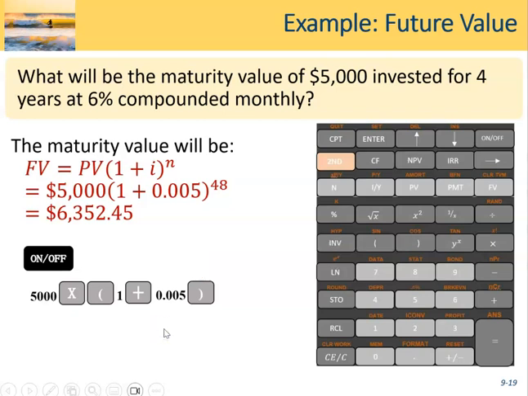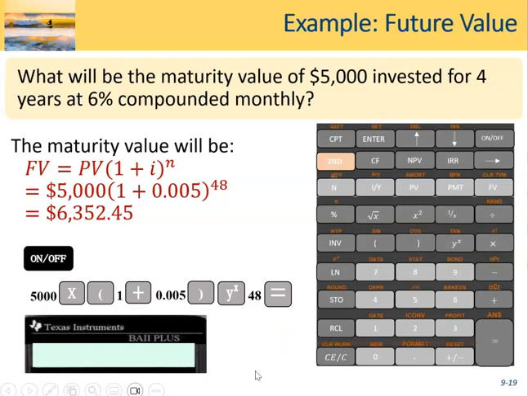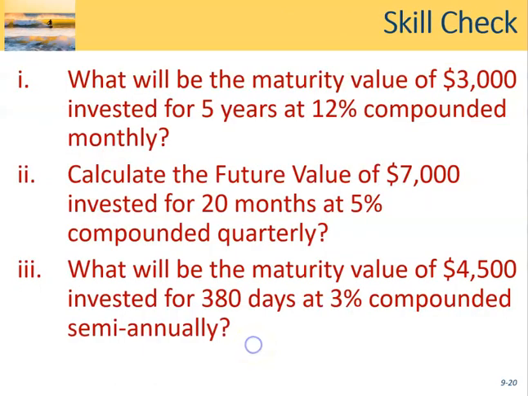Okay. And then what we need to do is hit the y to the power of x. So for what's in your bracket, you've got 1.005, y to the power of x. And then we're going to hit 48, and then we're going to hit equals. And it's going to work out to 6,352.4458. Okay. All right.